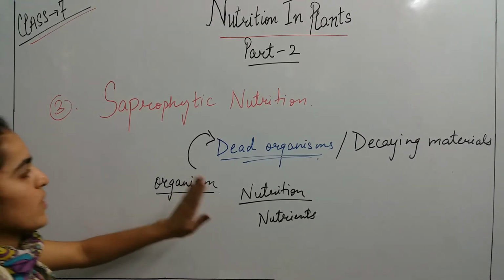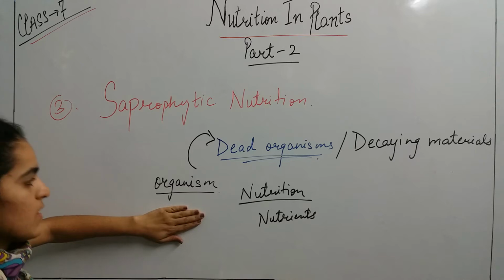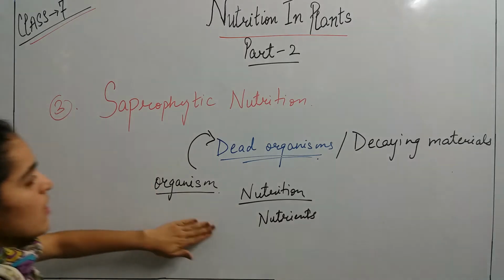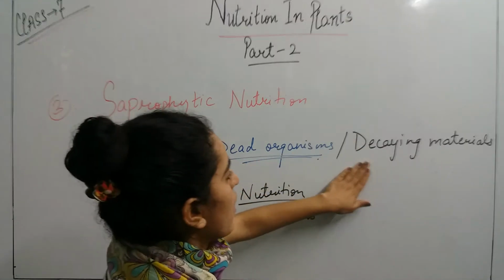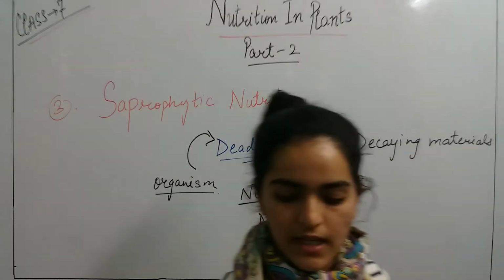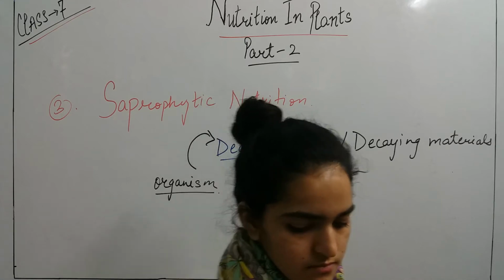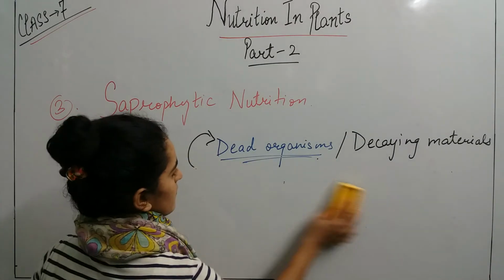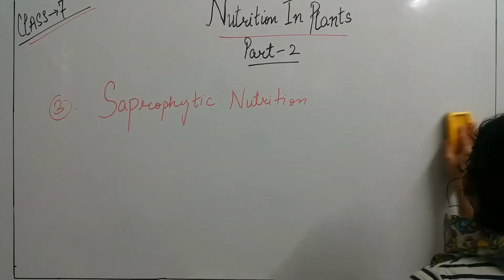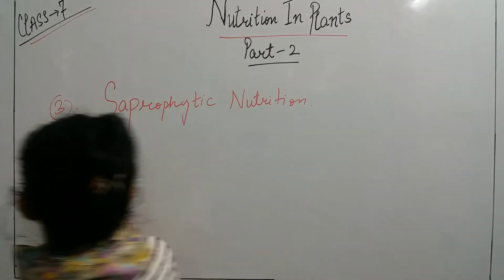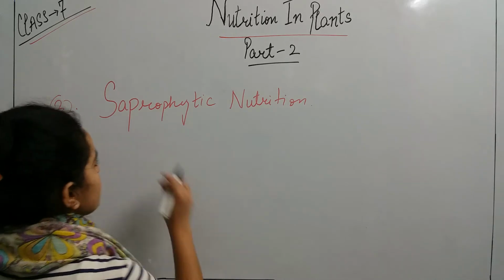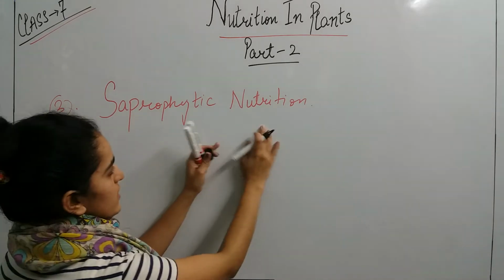Okay, so how will we define it? The organisms that take or absorb their nutrients from the dead or decaying organisms or material in the environment. We have many examples for this. So firstly, one more thing, this is the nutrition, this is the process.